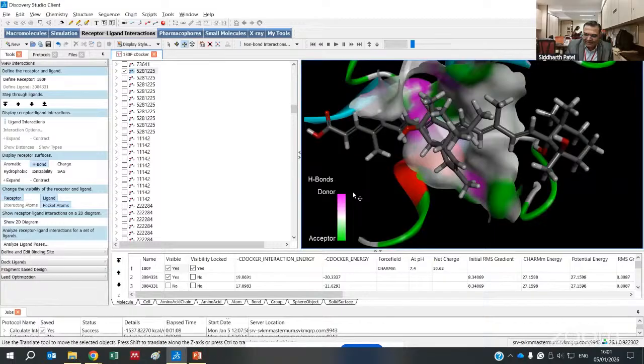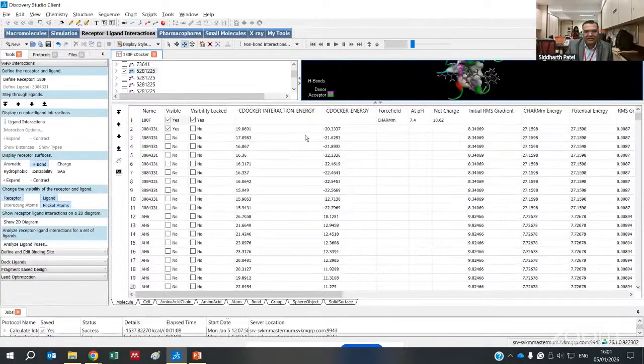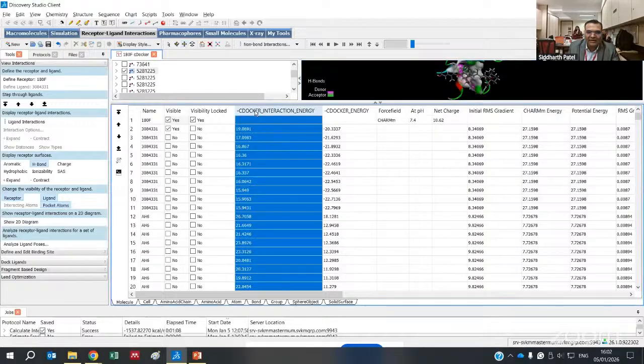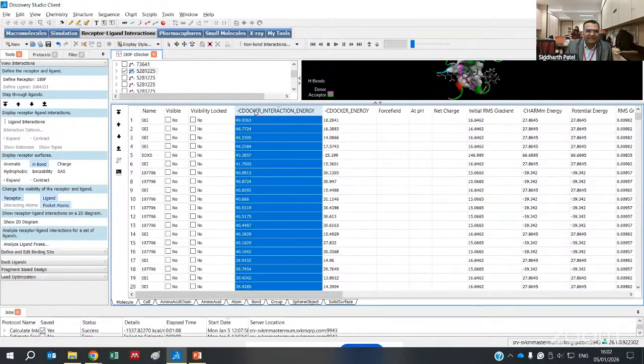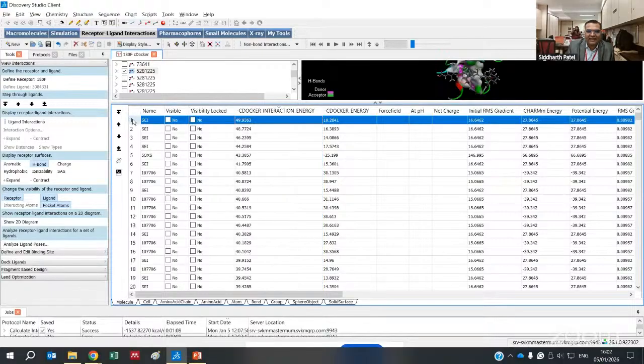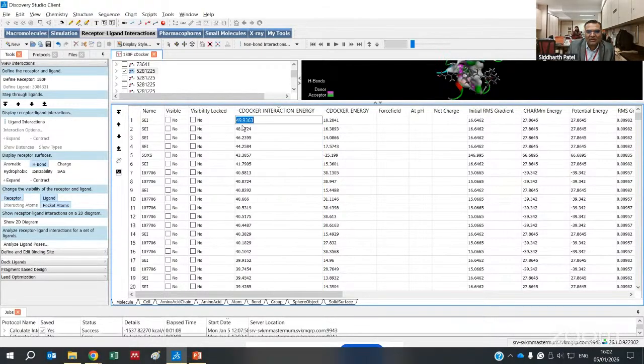Now these results can be downloaded in an Excel format. You can see the Excel format here. This can be downloaded in an Excel. Now C Docker interaction energy is the one we are interested in. The higher the energy, the better the molecule, or the affinity is more intense with the protein of interest. So here I'll double click it. You can see SEI, this is the co-crystallized ligand, which has the highest C Docker energy, 49.93, right?